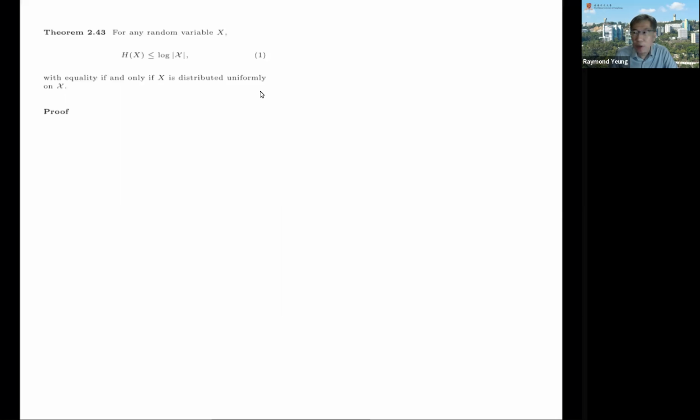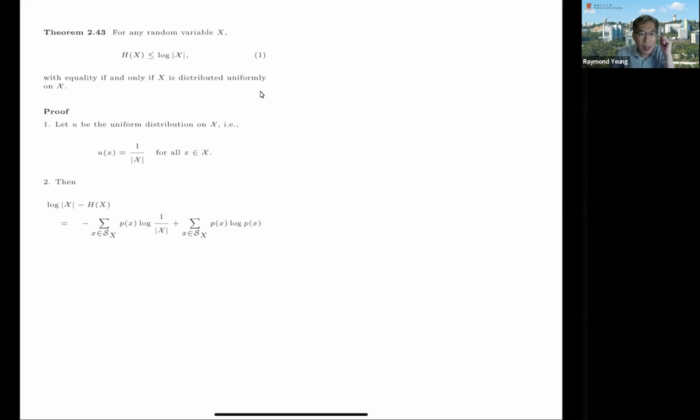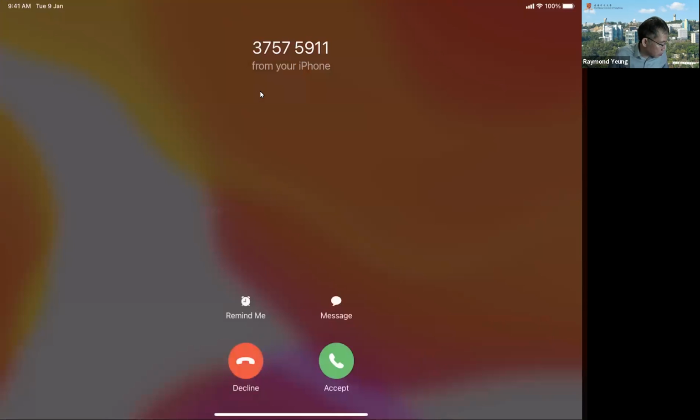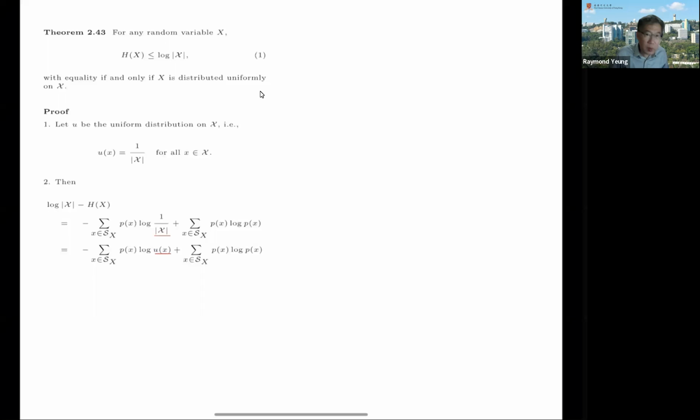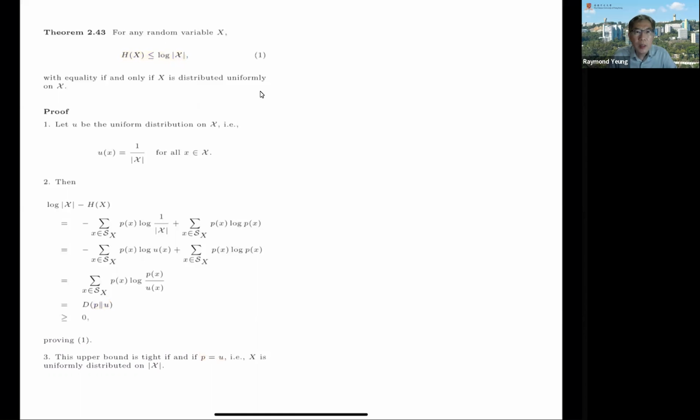The proof, in the interest of time, I'm not going to give you the full details. Basically, you only need to consider the uniform distribution and see that the difference between the log of the size of X and the entropy of X can be expressed as the divergence between the distribution itself and the uniform distribution. And therefore, it is always non-negative. So basically, it's just that. Whenever the inequality is tight, it means that the distribution is uniform.